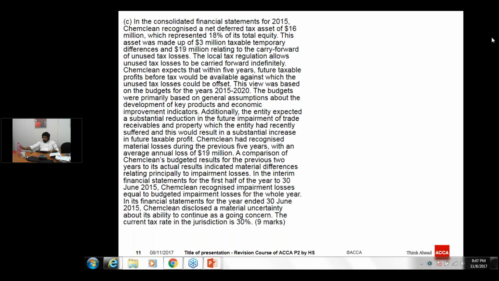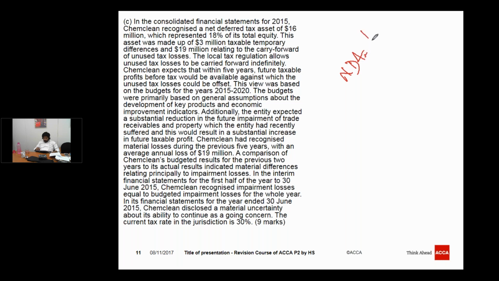So let's start this part of the question. In the consolidated financial statements of 2015, ChemClean recognized the net deferred tax asset of 16 million. So the company has actually recognized the deferred tax asset, which represents 18% of the total equity. The asset was made up of a taxable temporary difference of 3 million, against which we have to book the deferred tax liability.